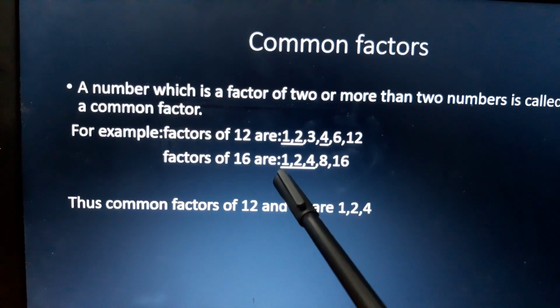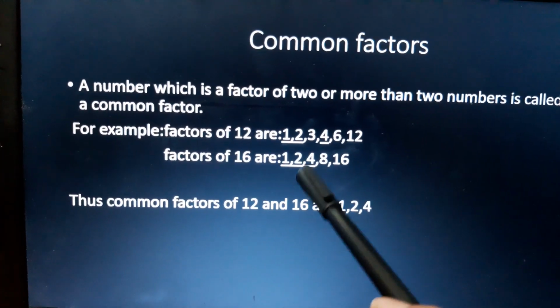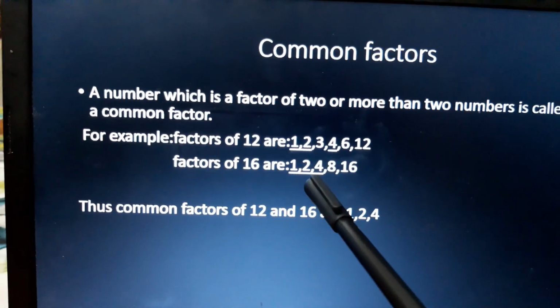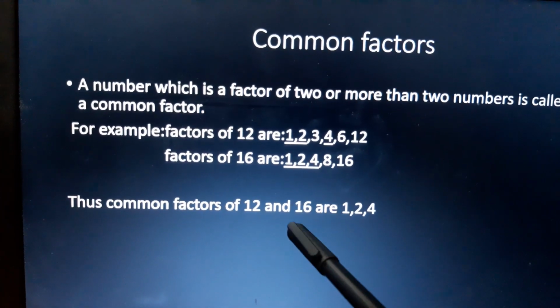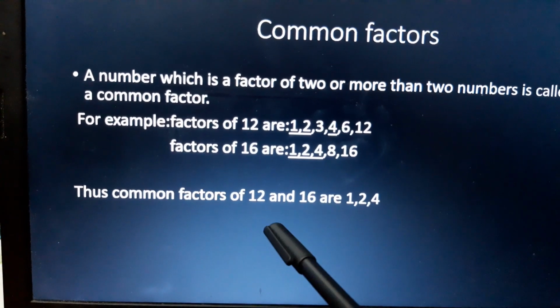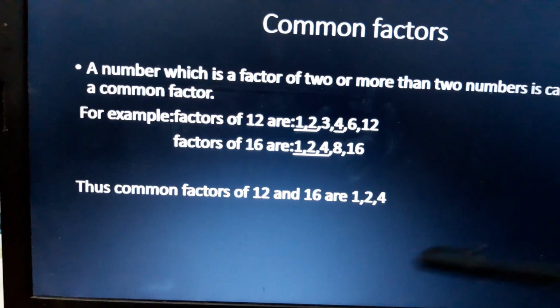So what we can say is that these are the common factors. Common means that it is occurring in both of them. So 1, 2 and 4 are the common factors of 12 and 16.